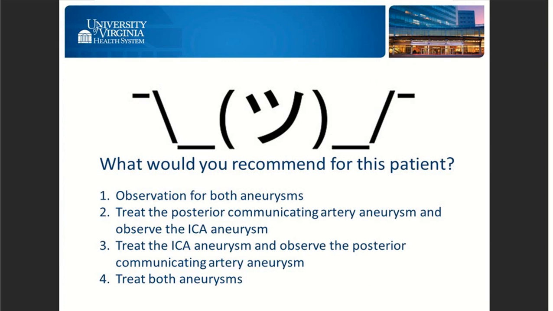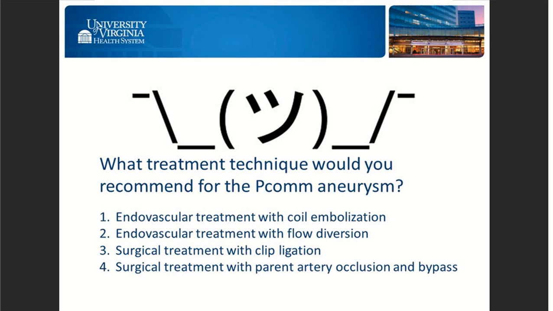So when you're presented with these multiple aneurysms in this patient, what would you recommend? Generally speaking, these are the choices that you have. You can observe these incidental aneurysms. The patient does not have a history of a prior subarachnoid hemorrhage. You can either treat both aneurysms, the posterior communicating artery aneurysm, or treat one or the other. For this instance, Dr. Fox, any comments you'd like to make about this so far?